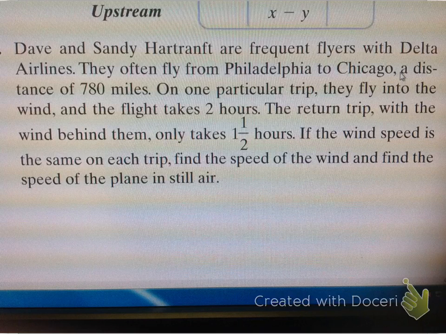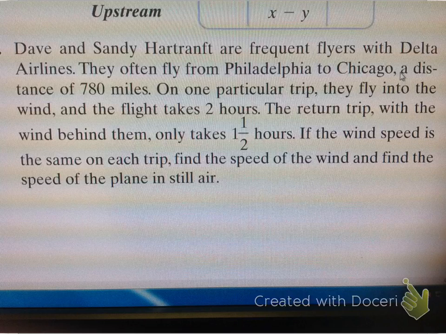We're going to do a couple of different kinds of application problems today. The first one is going to be distance equals rate times time problems. This problem that you see on your screen right here is about a couple of people who are flying on Delta Airlines flights from Philadelphia to Chicago, and we know the distance between those two cities is 780 miles.